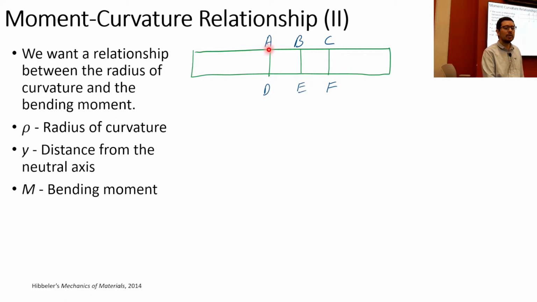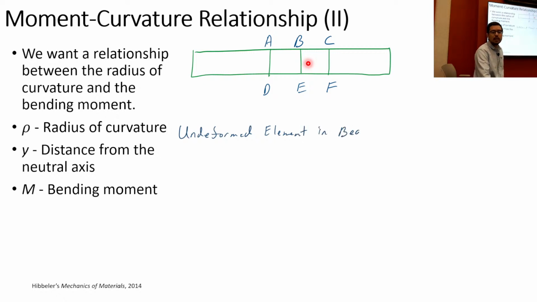Let's start with an undeformed beam. We're going to put these marks A, B, C, D, E, F on the beam, and we can draw these little cute vertical lines, but it's all the same material. We just have these locations, and then we can think about what an undeformed element in this beam might look like. So, what is it? Very boring. It's a box. This is a 2D perspective.